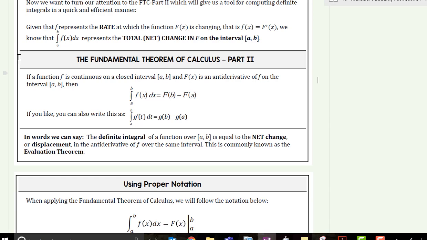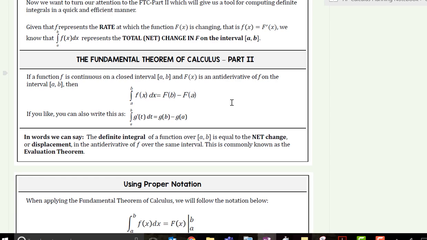So the second part of the fundamental theorem of calculus states that if a function f is continuous on a closed interval and F of x is an antiderivative, then the integral from a to b of f of x is the same thing as F of b minus F of a.